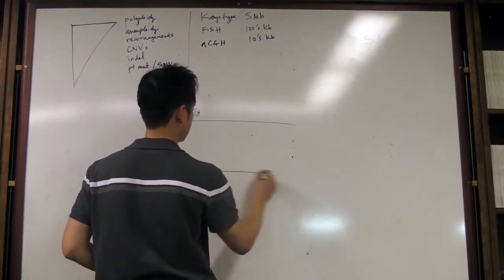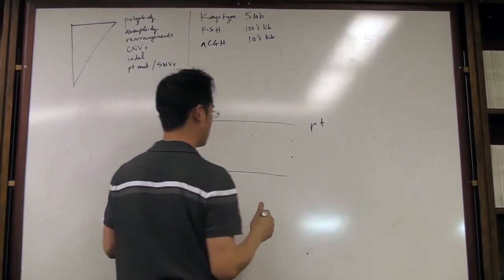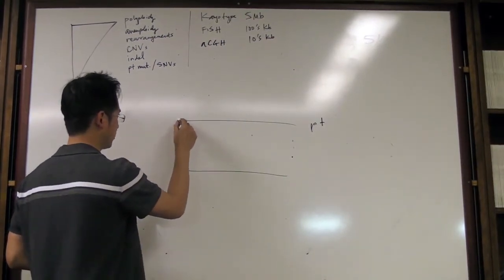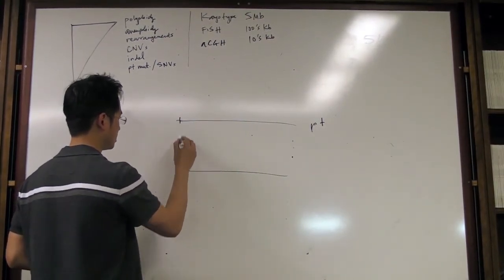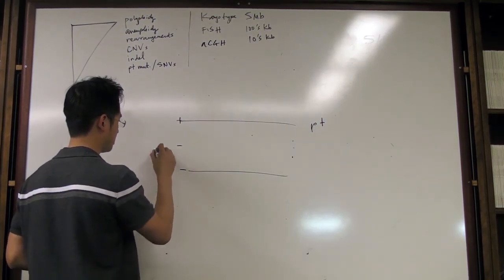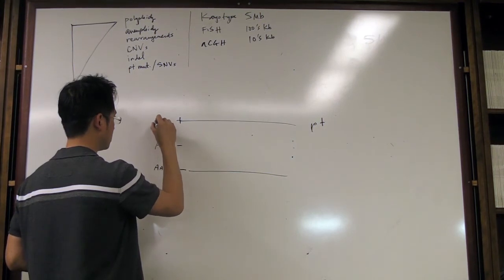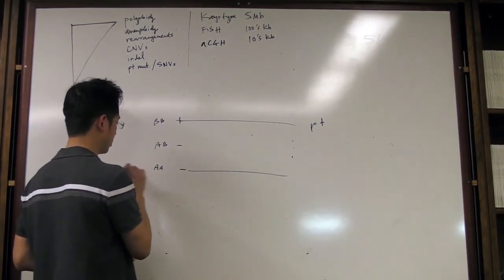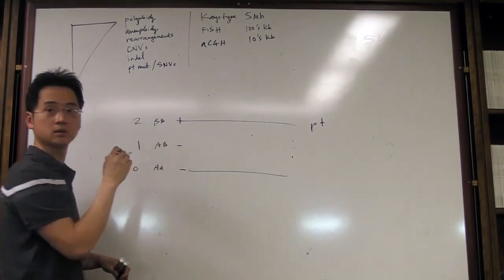So here's the patient SNP profile. You have three states, right? You either have AA, AB, BB. Now let's just say this is 0 cutting, 1 cutting, 2 cutting of the alleles.